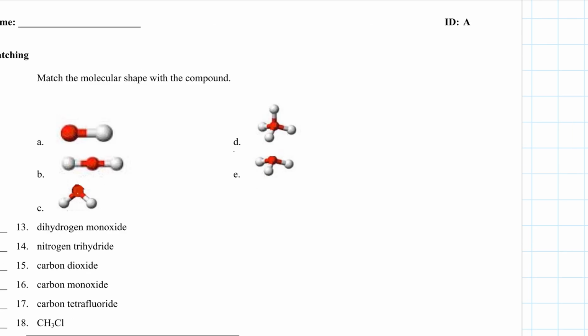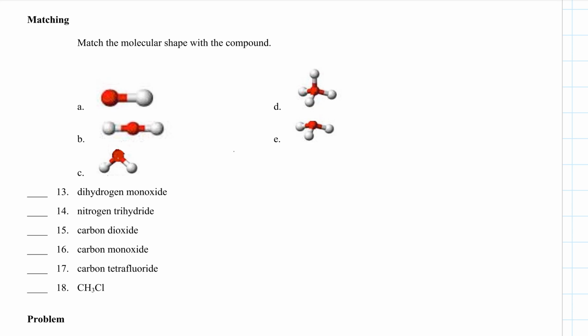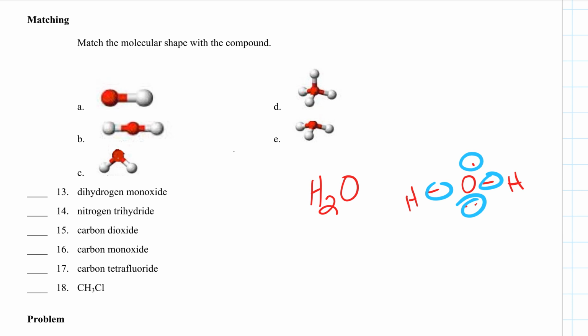Okay, moving along to the next page. So you're going to match these up. You're going to match the molecular shape with the compound. All right, so what you're going to have to do for each one of these is draw the Lewis structure and think about the three-dimensional shape that is associated with it, and then pick the correct model. Number 13, dihydrogen monoxide. Well, dihydrogen monoxide is water. The Lewis structure for water is going to be like this. I have 1, 2, 3, 4 areas of electron concentration around oxygen.